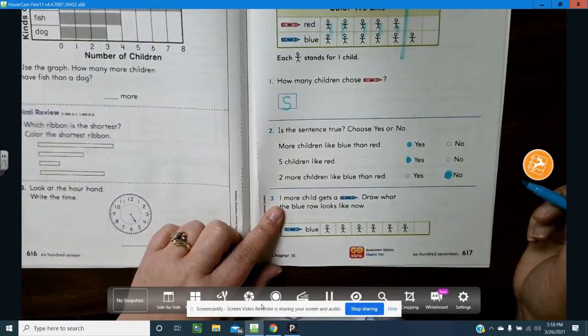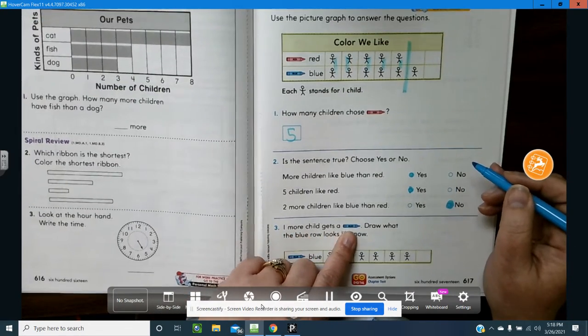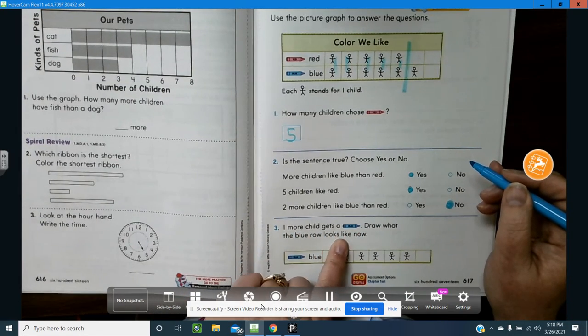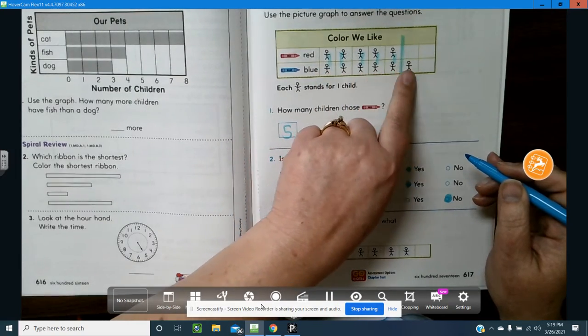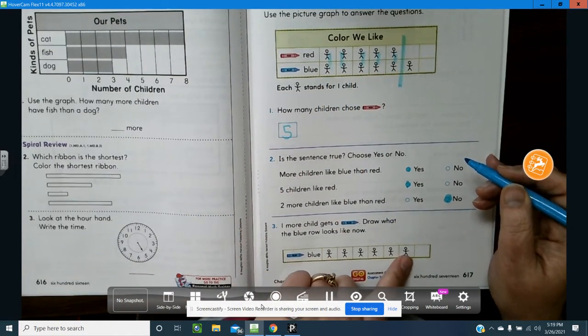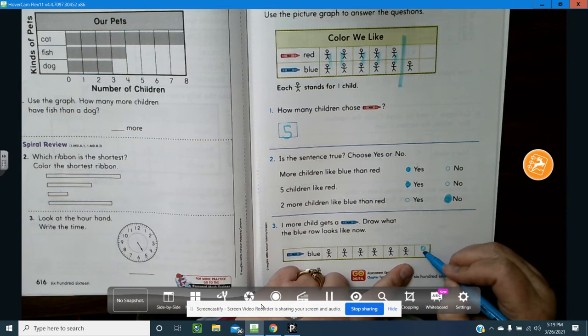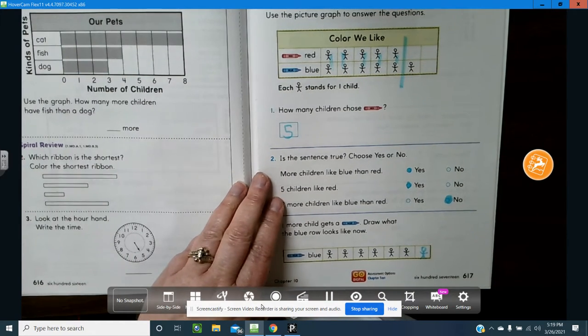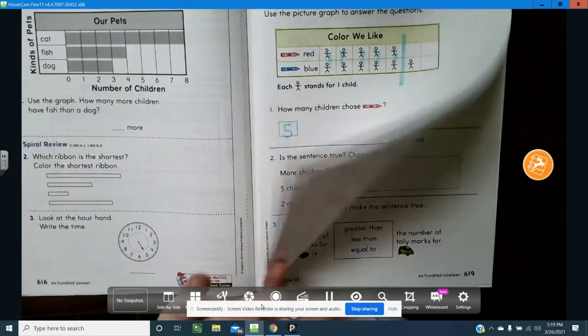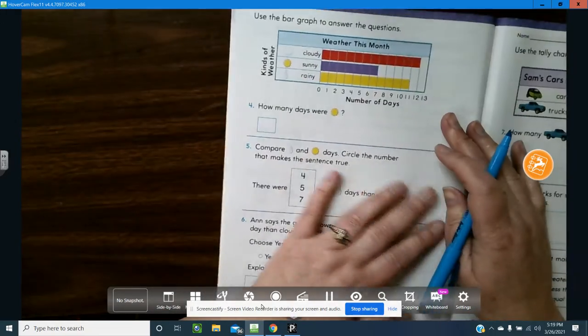Number 3 says, 1 more child gets a blue. Draw what the blue row looks like now. So it had 1, 2, 3, 4, 5, 6. If 1 more child got blue, now the line would look like this. You'd have to draw 1 more little person there. All right, turn the page.